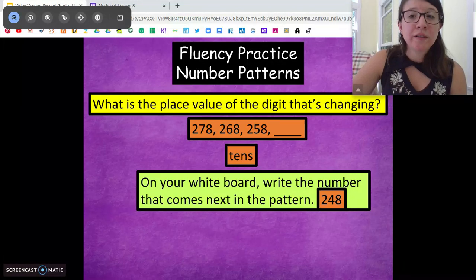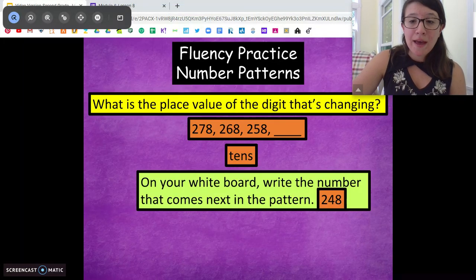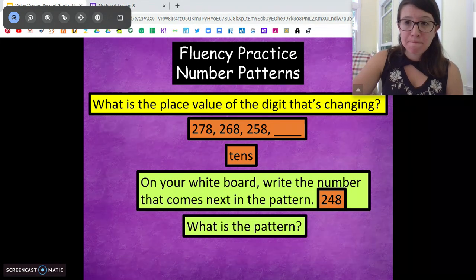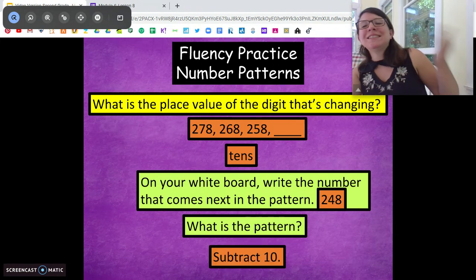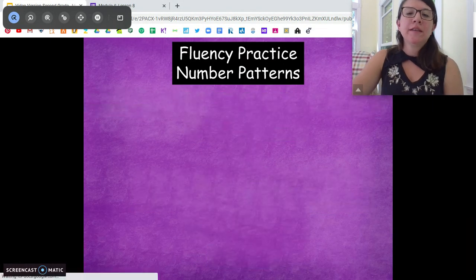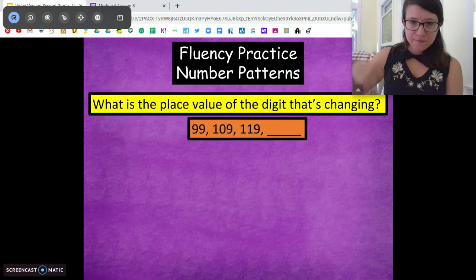So it'd be 248. Following that pattern, 248. So what is the pattern? Good. We're taking away 10. We're subtracting 10. Last time we were adding 10. Now we're subtracting. All right, let's do another one.